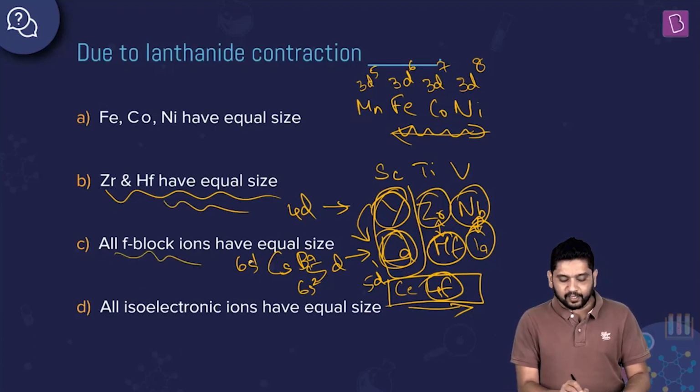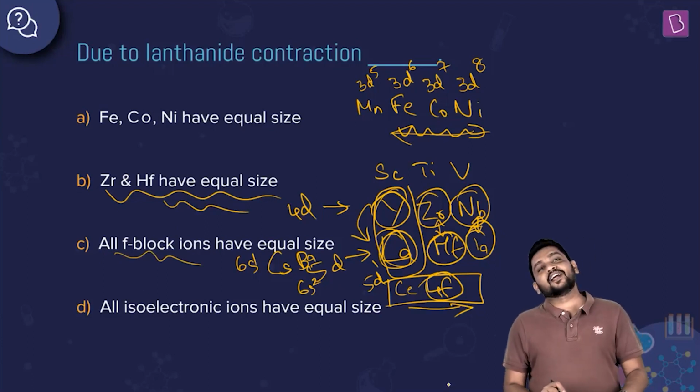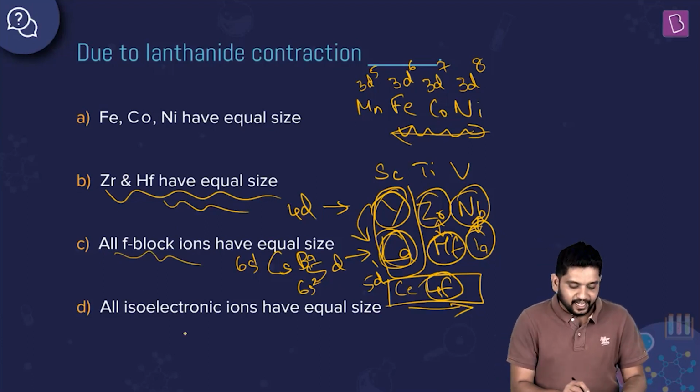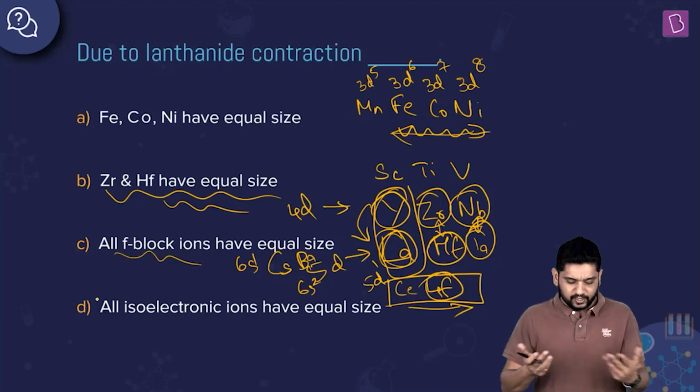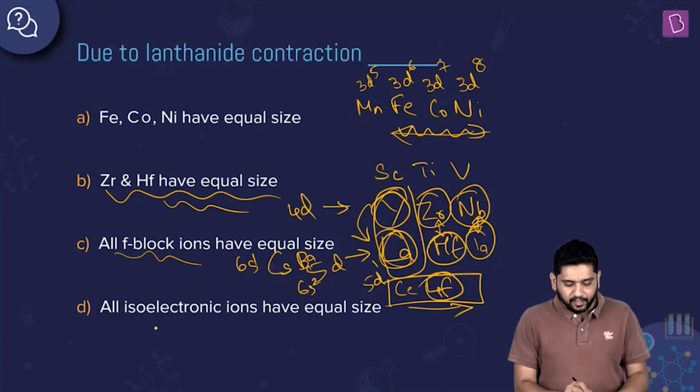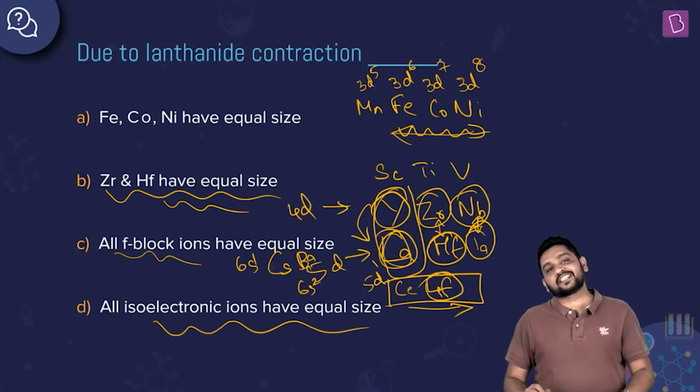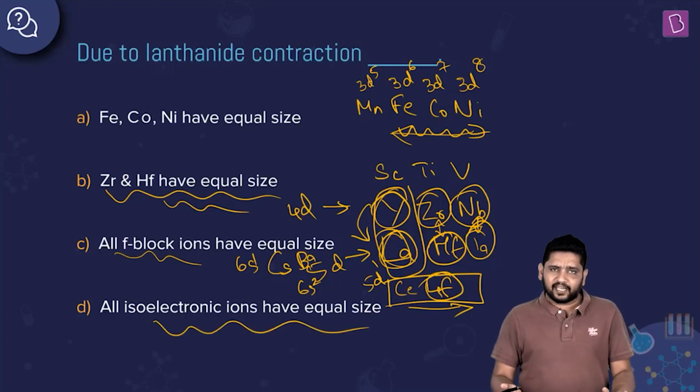So yeah, this is of course our answer, right? All f block ions have equal size. This is not even given, right, so there is no reason why this should be right. Obviously, all the ions, why would they all have the same size? There is no logic behind this. It's a random statement. All isoelectronic ions have equal size. Again, same story. It doesn't make any sense, right?